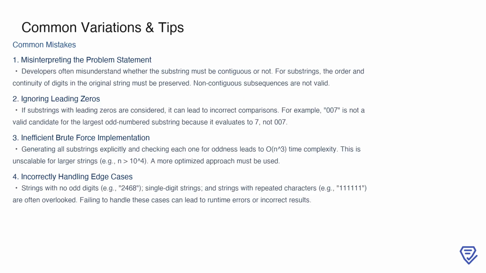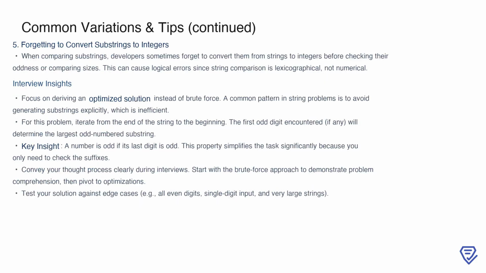For instance, strings with no odd digits like 2468, single-digit strings, or strings with repeated characters such as 111111 require special attention to avoid runtime errors or incorrect results. Another mistake to be cautious about is forgetting to convert substrings to integers during comparisons. If you compare them as strings, the comparison will be lexicographical, not numerical, which can lead to logical errors.